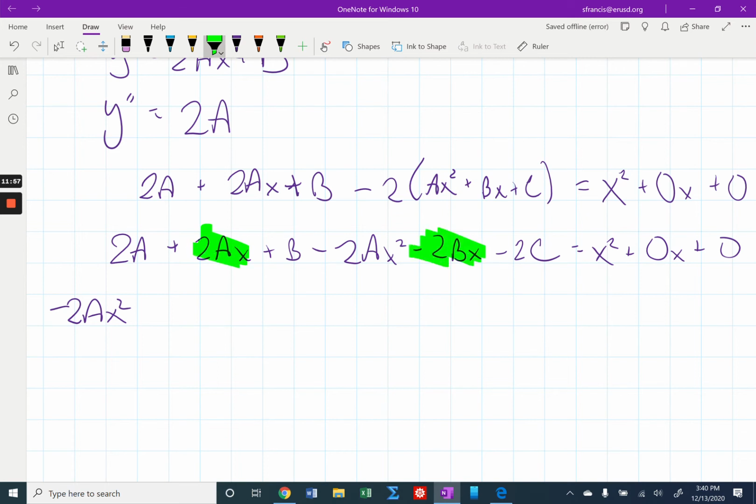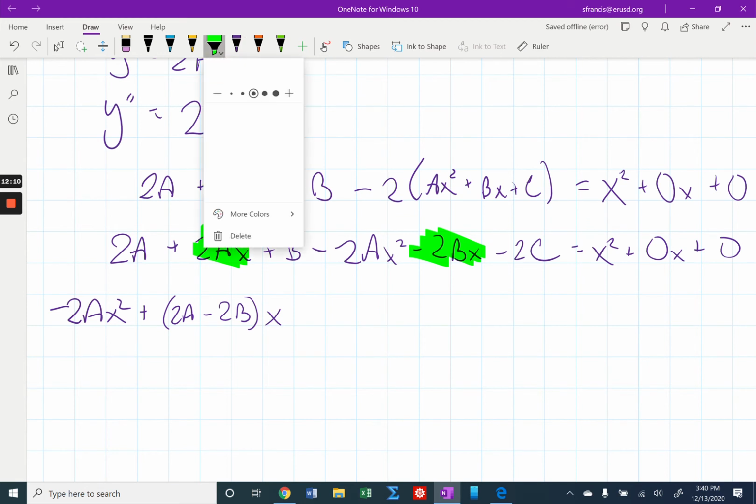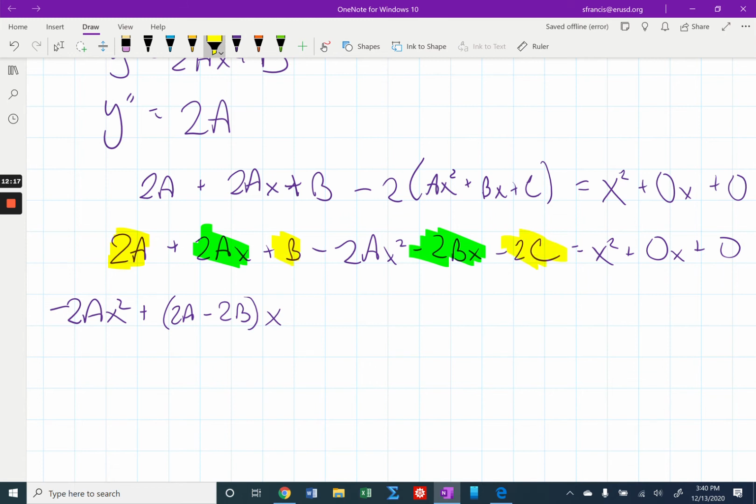So if I put those together and factor out the x, so it's going to be plus, and I'm going to factor out the x. I'm going to have 2a minus 2b. And then all of these other terms that are left that I haven't used yet, the 2a, the b, minus 2c right over here, all of those are the constants. Okay, so I'm going to keep those all together at the end over here. So plus 2a plus b minus 2c.